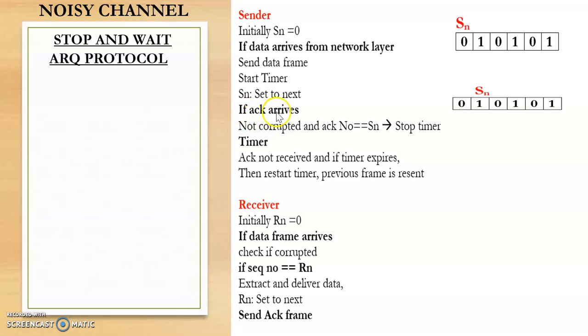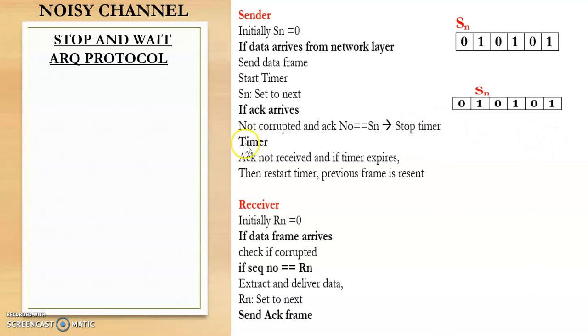Next, if the acknowledgement frame arrives from the physical layer, then the data link layer will receive the frame, and if the frame is not corrupted and if the acknowledgement number is equal to Sn, then the sender will stop the timer. How this actually works, we will see with an example later. But this just means that if the acknowledgement is received correctly, then the timer will be stopped.